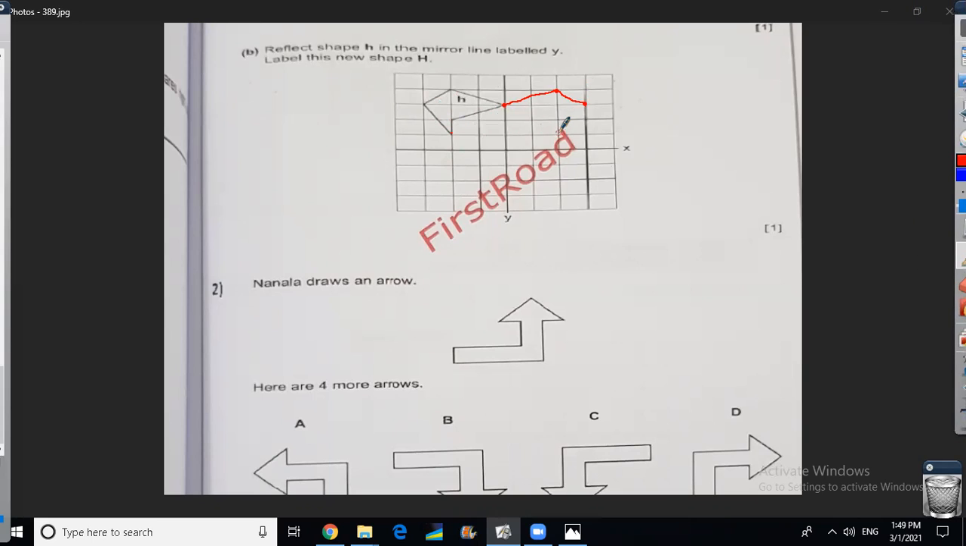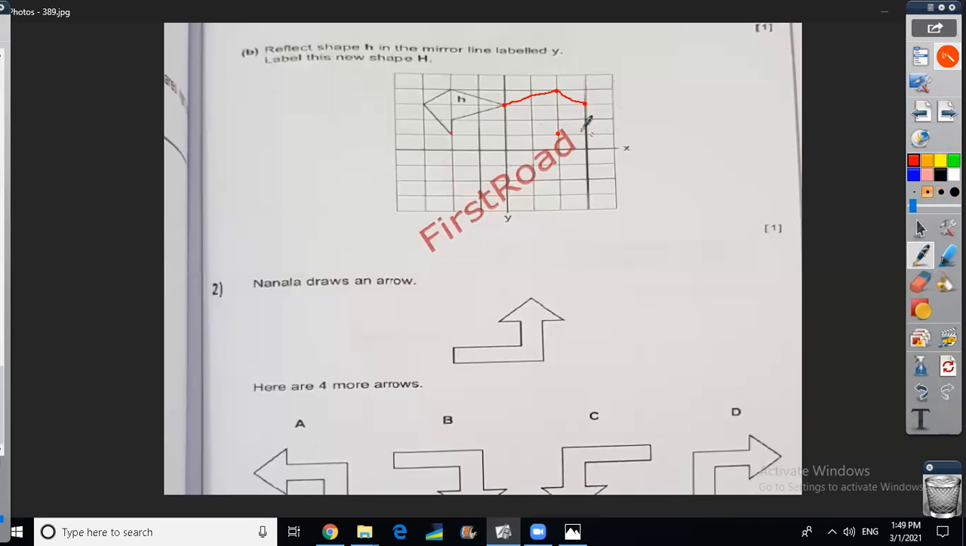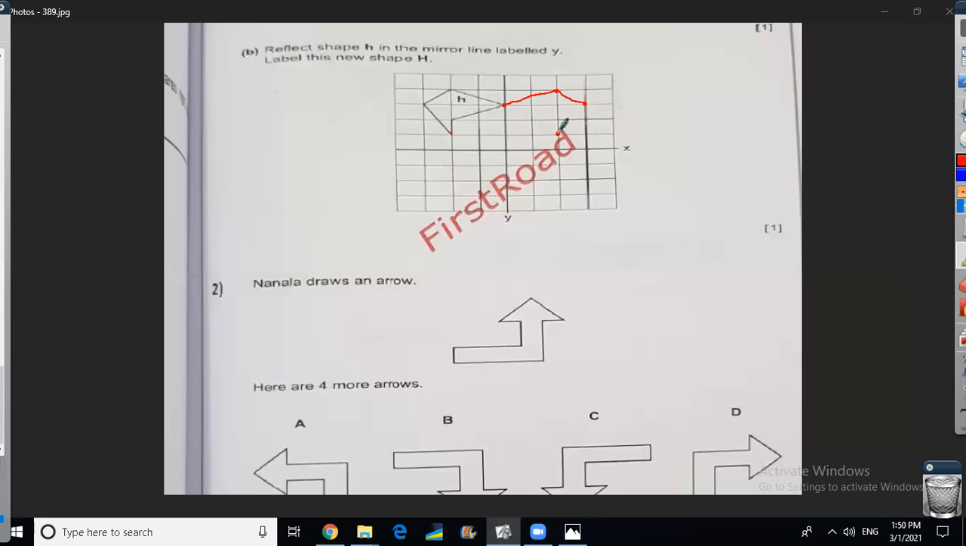And 1, 2, 1, 2 is going to be here. And the last vertex, 1. But let's first connect this. Where is it going to be? It's going to go this way. It's connected to this.